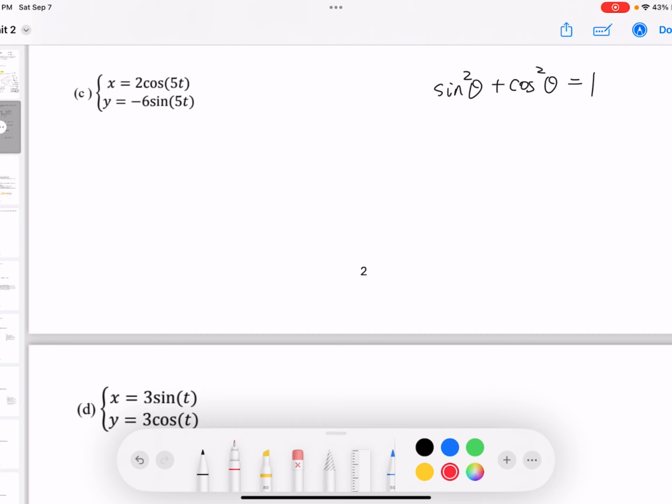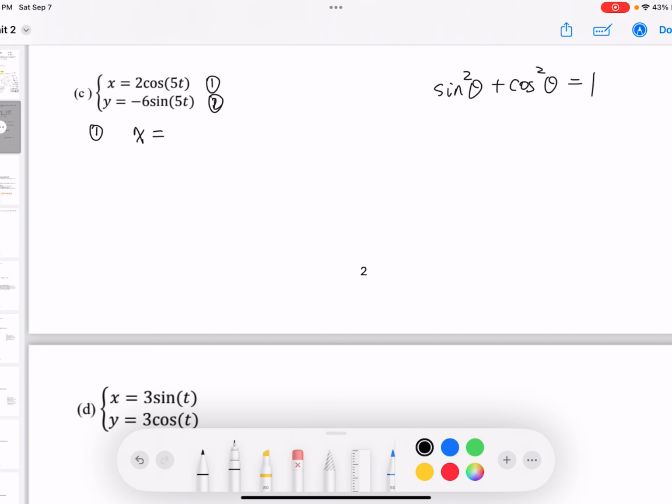The theta could be 2t, or it could be 3t, or it could be 300 degrees, and they still have this relationship. That means I can isolate the cosine and sine from both of the equations, equation 1 and equation 2. So from the first equation, let's isolate the cosine 5t.